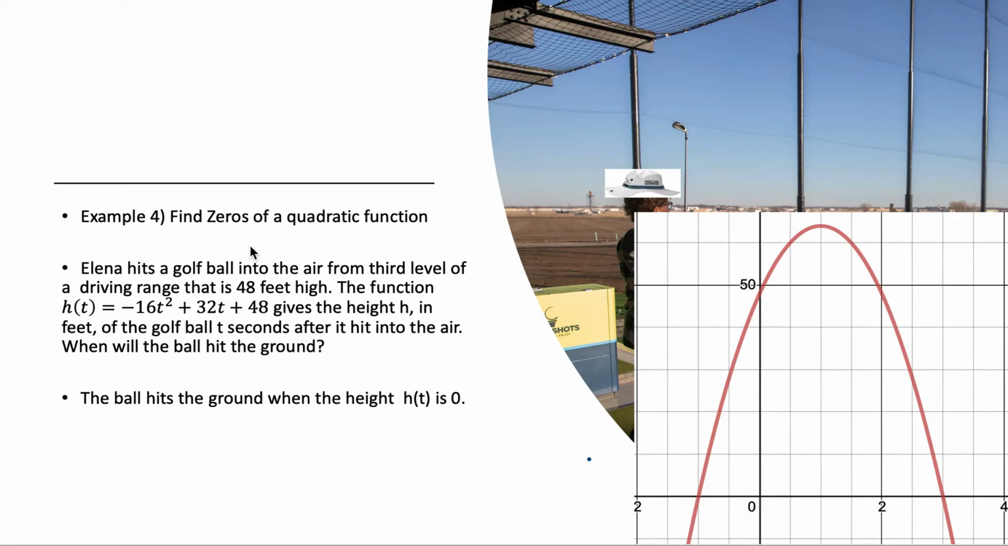Example 4. Find the zeros of a quadratic function. Elena hits a golf ball into the air from the third level of a driving range that is 40 feet high. The function h of t equals minus 16t squared plus 32t plus 48 gives the height h in feet of the golf ball t seconds after it is hit into the air. When will the ball hit the ground? The ball hits the ground when the height h of t is 0.